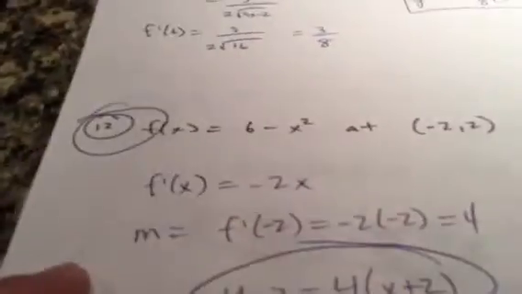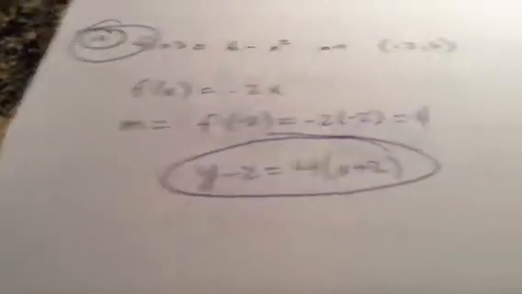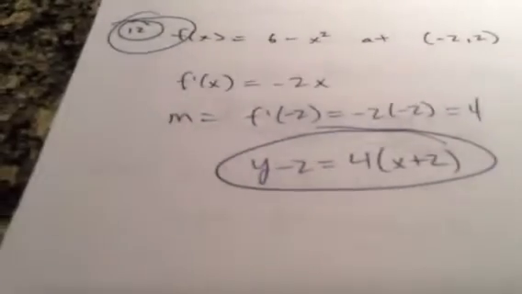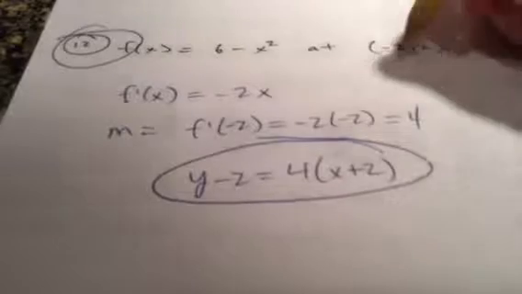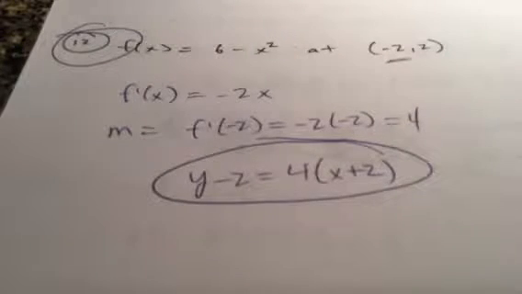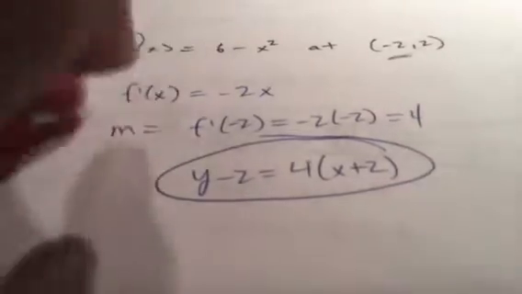Very quick derivative on 12, which is -2x. The slope is the derivative of x evaluated at -2. -2 times -2 is 4, so your slope is 4, and that's the equation in point slope form.